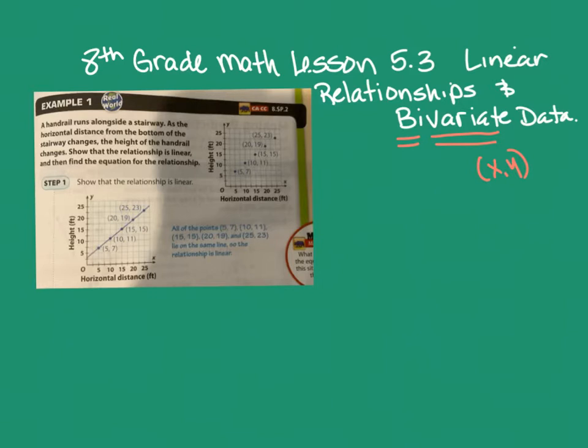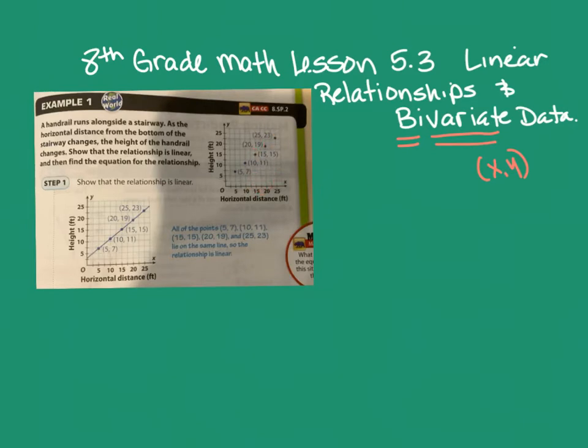Example 1 talks about a handrail that runs along a stairway. As the horizontal distance from the bottom of the stairway changes, the height of the handrail changes. Show that the relationship is linear, that it creates a line, and then find the equation for the relationship. They plotted them for us. 5 on the x, 7 on the y. 10 on the x, 11 on the y. 15 on the x, 15 on the y. And so they plotted all those for us.